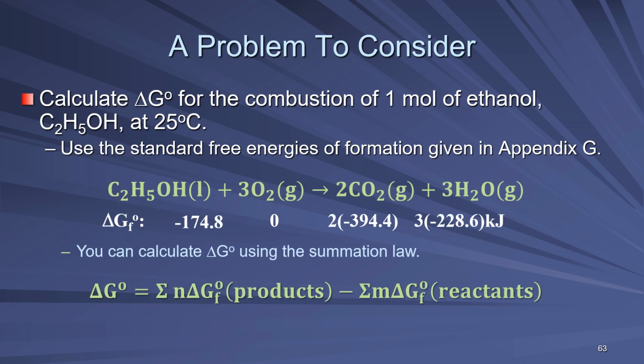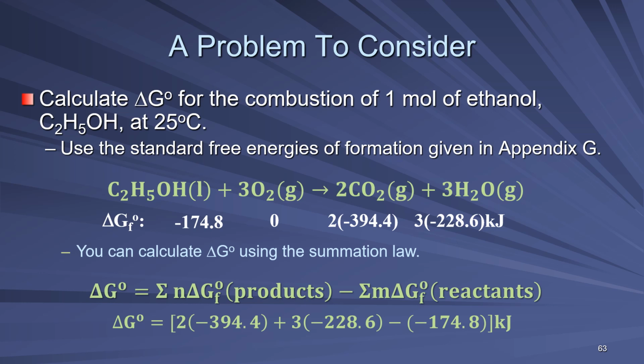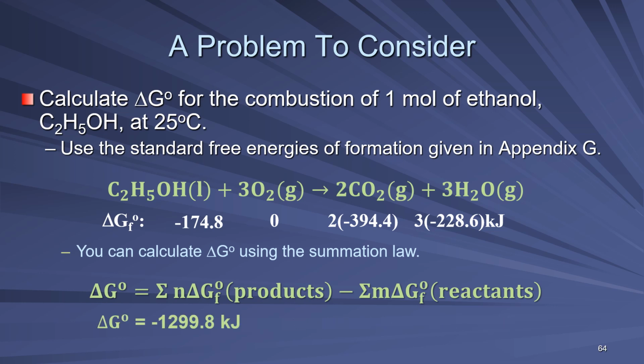Okay, so once you plug those numbers in, 2 times negative 394.4 plus 3 times negative 228.6, and then minus a negative 174.8, that gives you negative 1299.8. So this is a spontaneous reaction, which you should already kind of realize. If you take alcohol and you burn it with oxygen, you are going to get flames and you're going to get CO2 and H2O produced. So that is a spontaneous reaction.